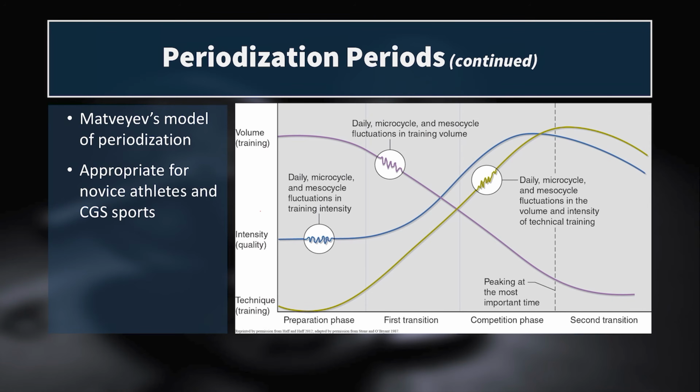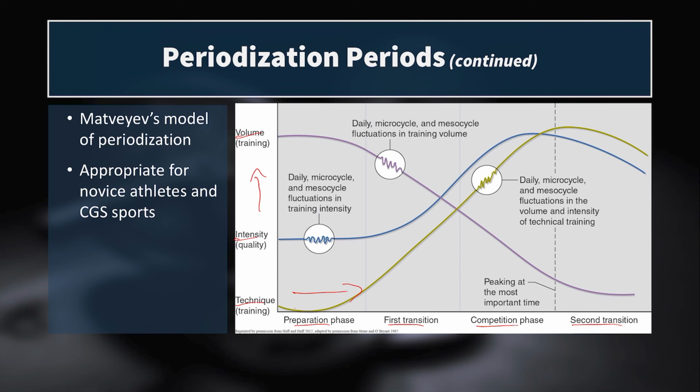Essentially, the y-axis is just the quantity of either volume, intensity, or technique. Okay, and then we see the x-axis going this way is time, and we have the different phases that we're going to talk about: preparation phase, first transition, competition phase, and second transition. We'll talk about those here in a minute.